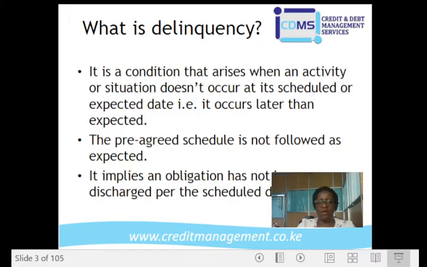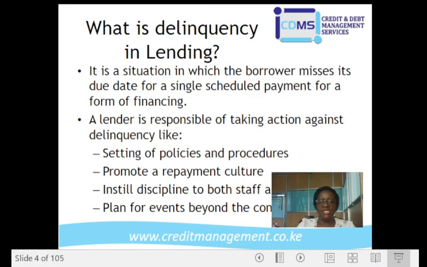Now, when you come to lending, we can apply what we are learning from the 3 points on our first presentation. Then we can see that there is a condition which arises, for example, when you have lent money and you are expecting a repayment on a given date and the repayment does not happen. That tells us that outcome, we can refer to it as delinquent. That is why in lending we are saying that it is a situation in which the borrower misses its due date for a single scheduled payment for a form of financing. So if you are expecting a repayment today and the payment does not come through, then we can comfortably say that that account has become delinquent because the payment that you anticipated has not come as you anticipated.